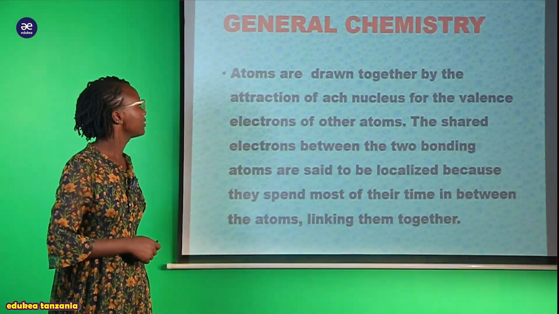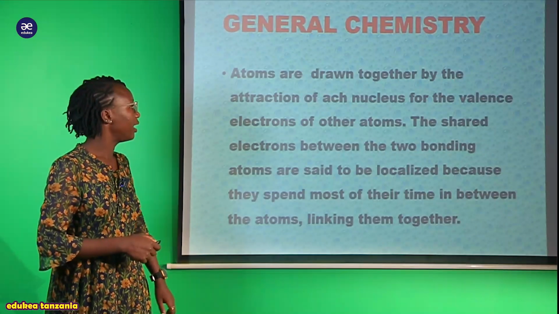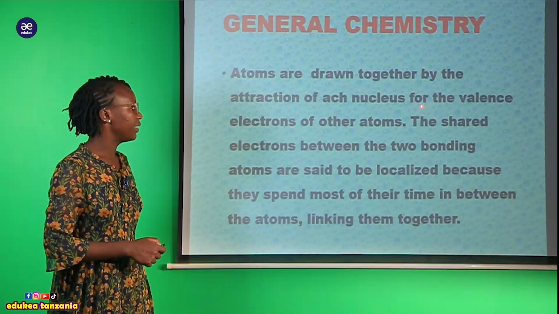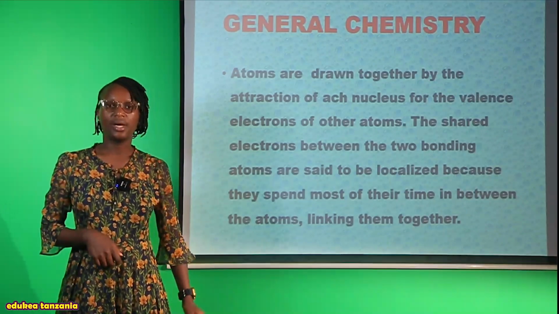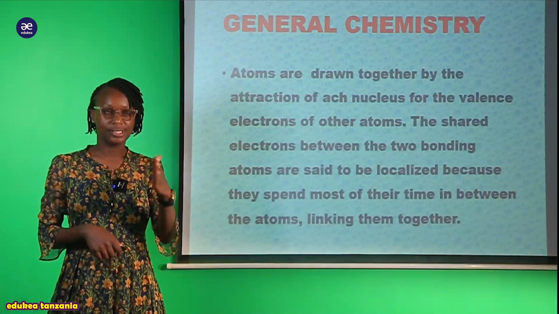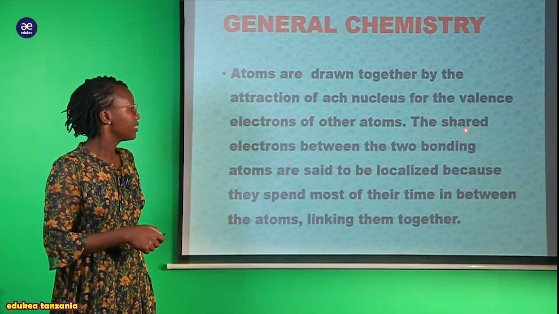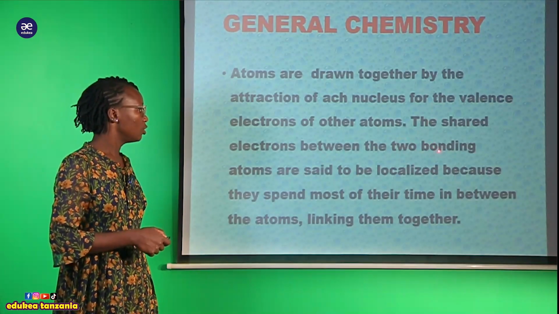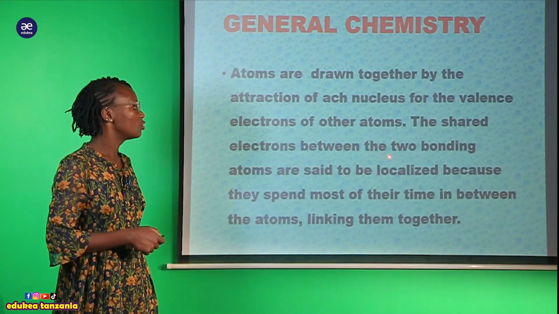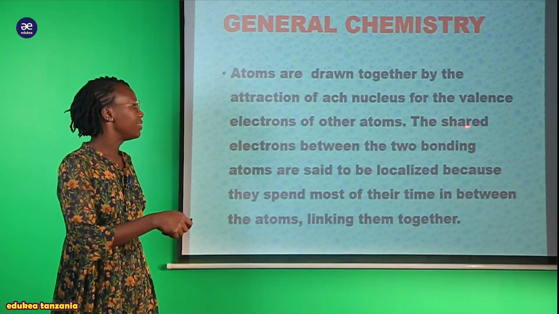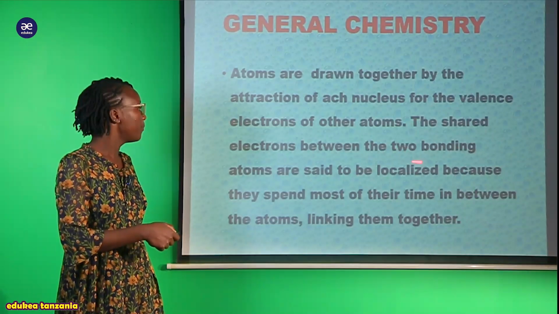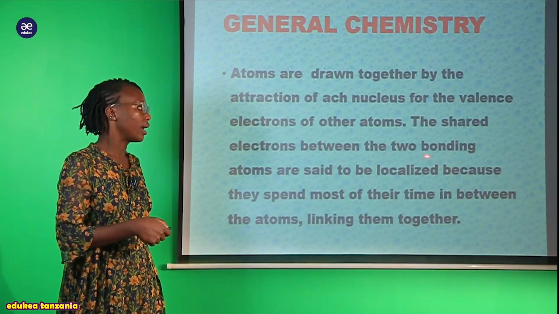Okay, so now you can see that the atoms are drawn together by the attraction of the nucleus for the valence electron of the other atom. Here we are talking about the valence electrons. The shared electrons between the two bonding atoms are said to be localized. Kwamba the shared electrons between two bonding atoms are said to be localized.